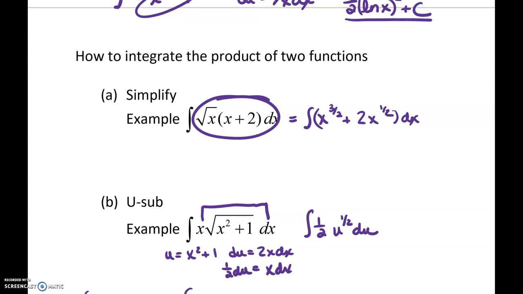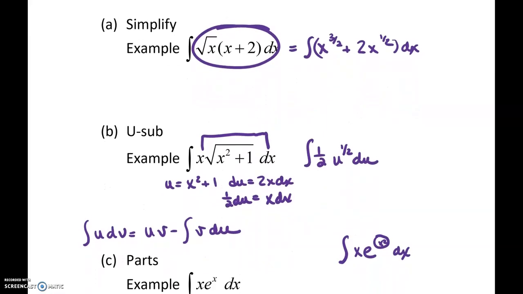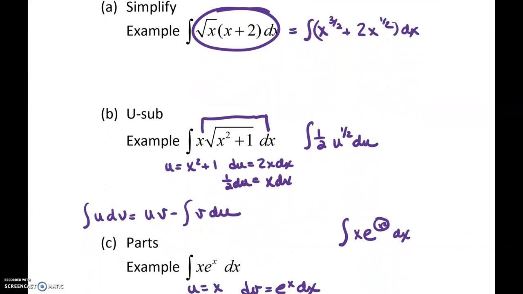The next example of a product that you've done before is called a U sub, and this is still going to be, hands down, the most commonly used technique of integration in this class. U is x squared plus 1, du is 2x dx, we take 1/2, and then ultimately this is what you integrate.